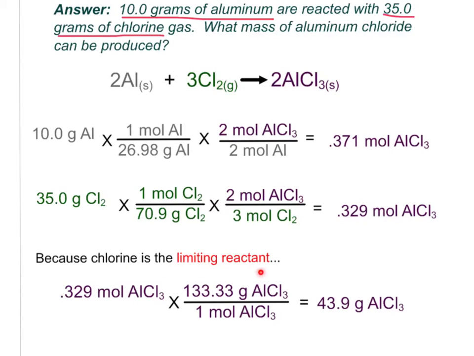Because chlorine is the limiting reactant, we can then use it to determine how much aluminum chloride we're actually going to have. Not in moles, but in grams. It's a little bit more useful. So let's take 0.329 moles of aluminum chloride that we produced with our chlorine, multiply by the molar mass for aluminum chloride, and we get 43.9 grams of aluminum chloride, correct number of sig figs, and that's how much we would get because of our limiting reactant of chlorine.